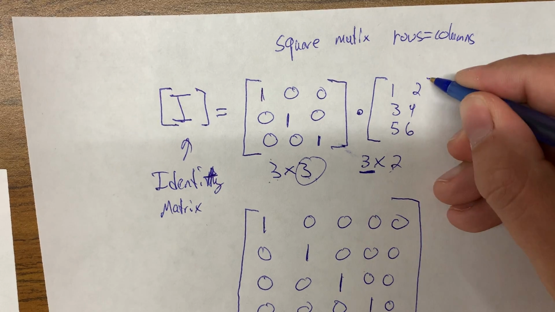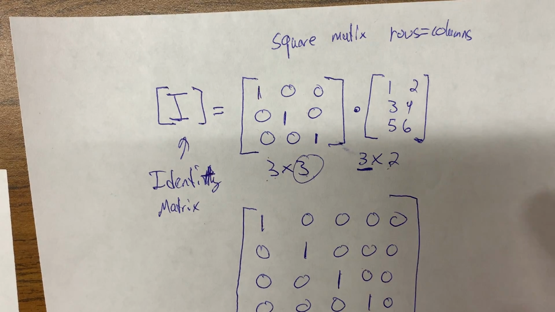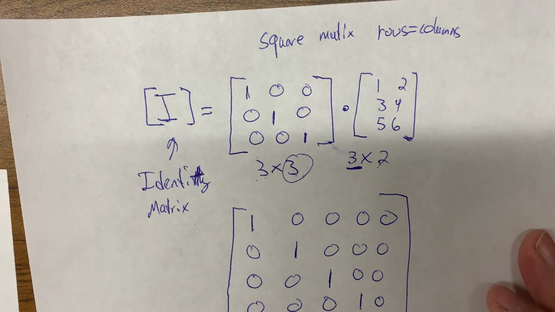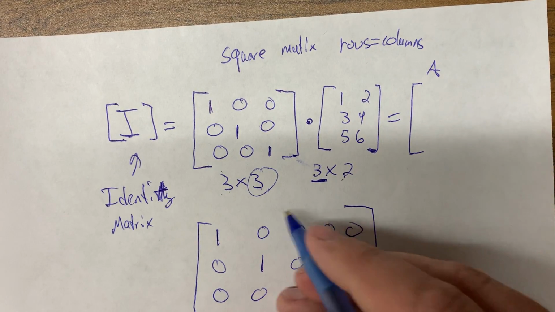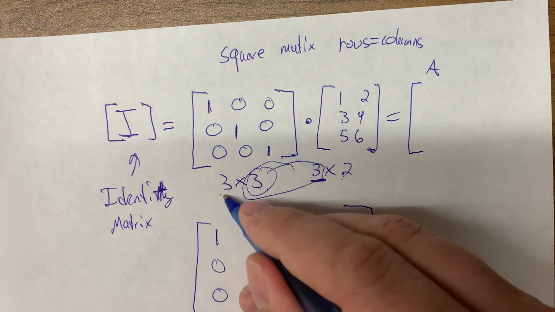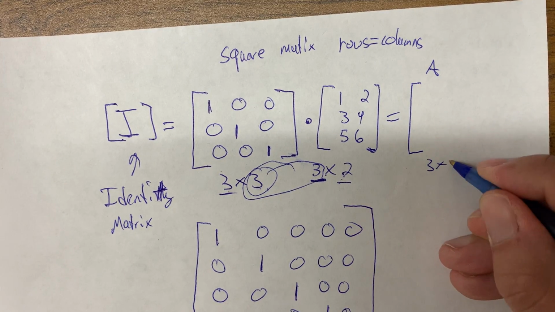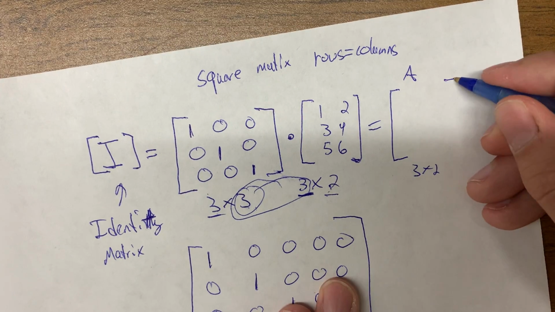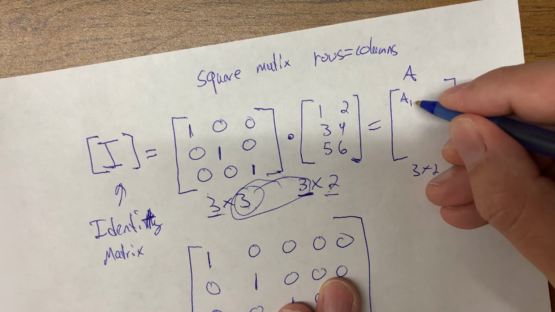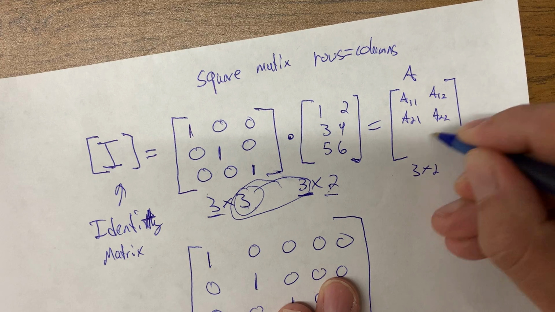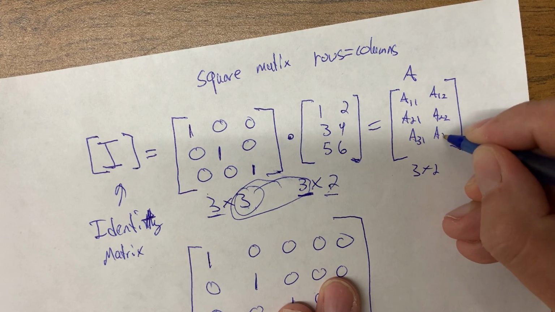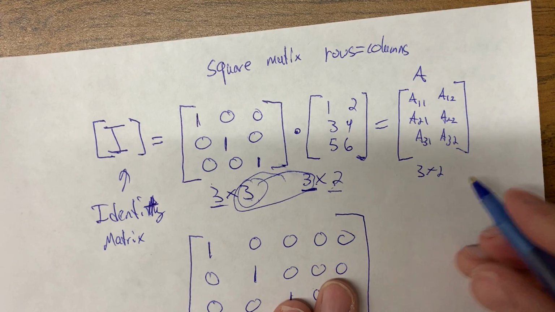And there's something cool about multiplying by the identity matrix. Go ahead and multiply this yourself. So this is A, the leftover dimensions. So these are equal to each other. The leftover dimensions will be 3 by 2. And so we're going to get A11, A12, A21, A22, A31, A32. And so what are all of these?